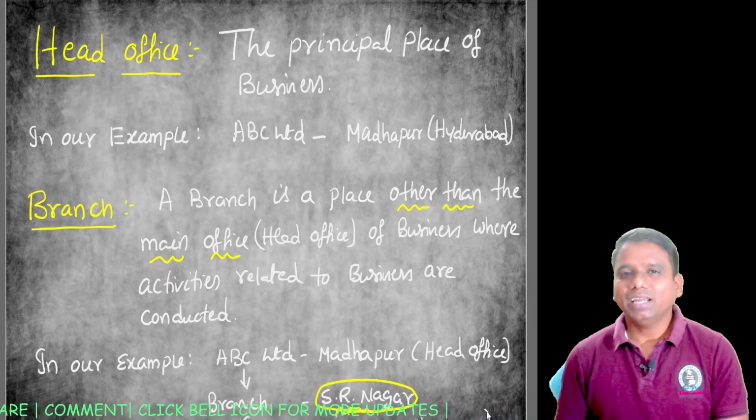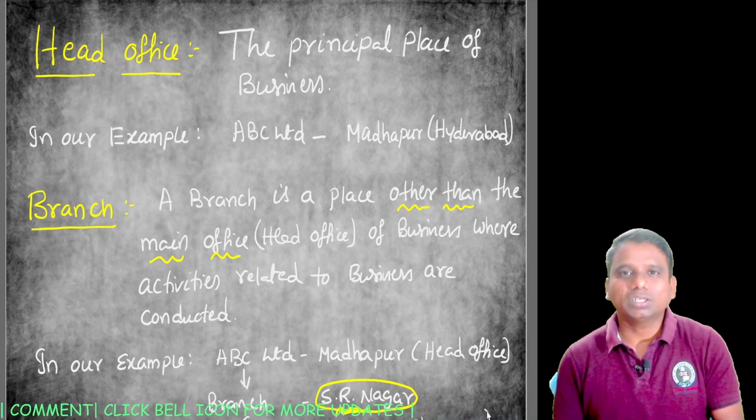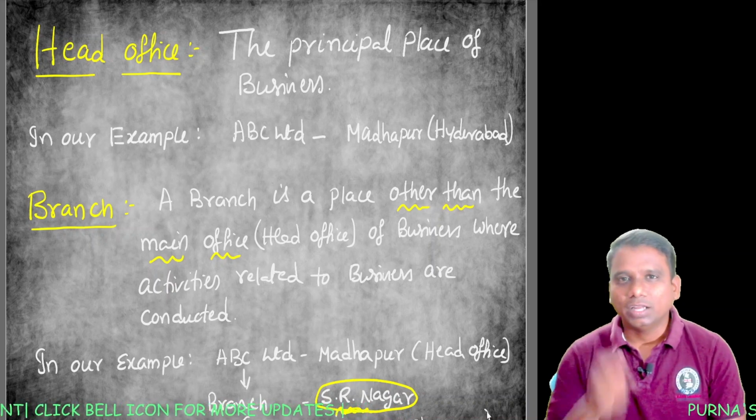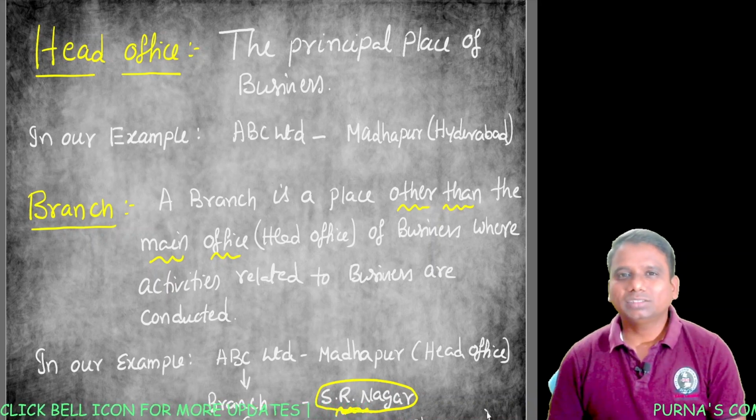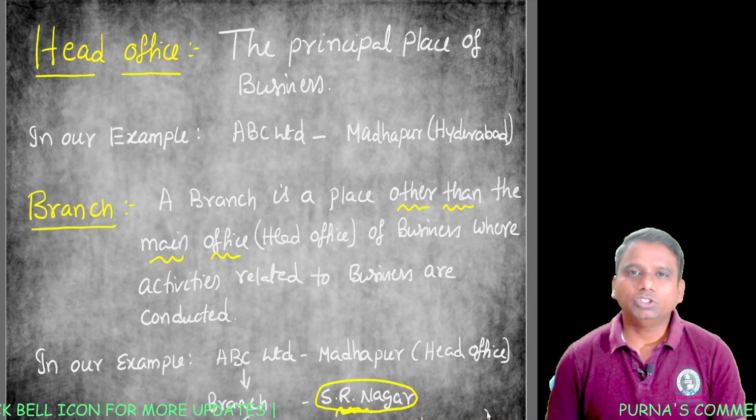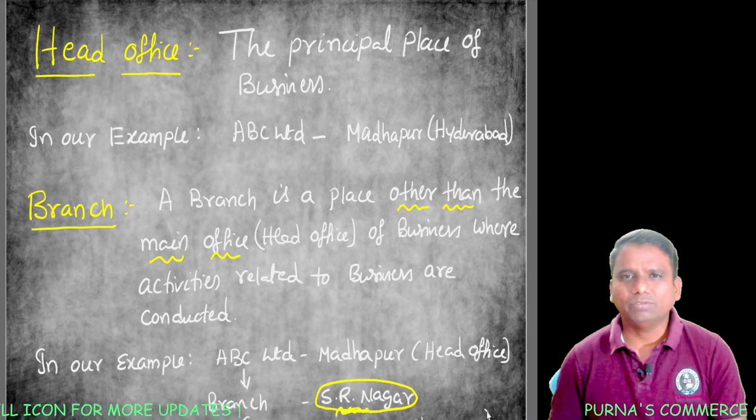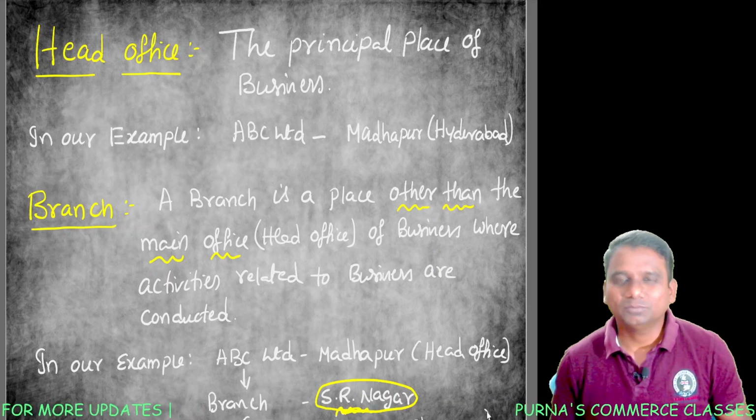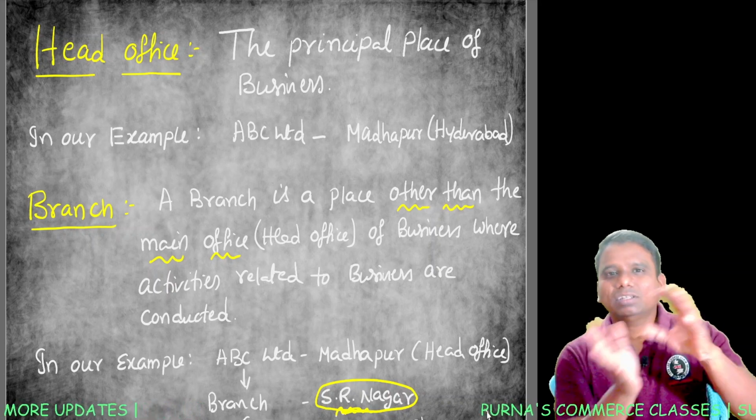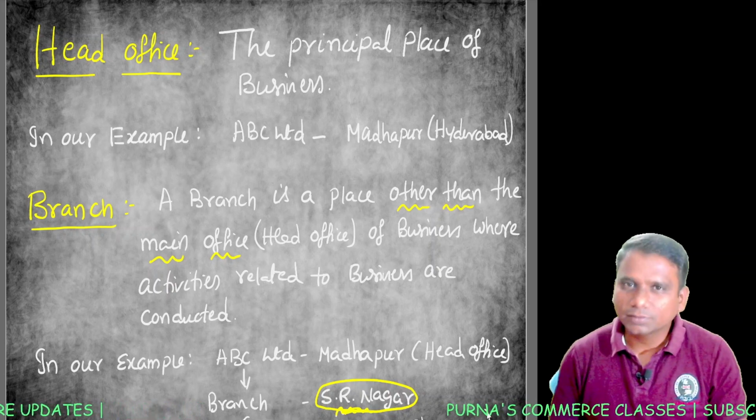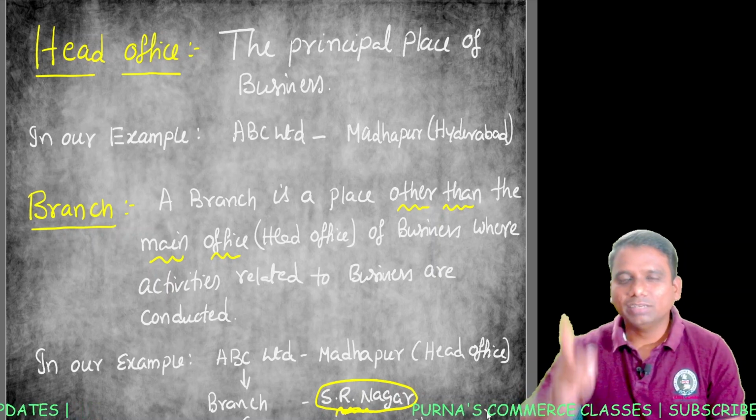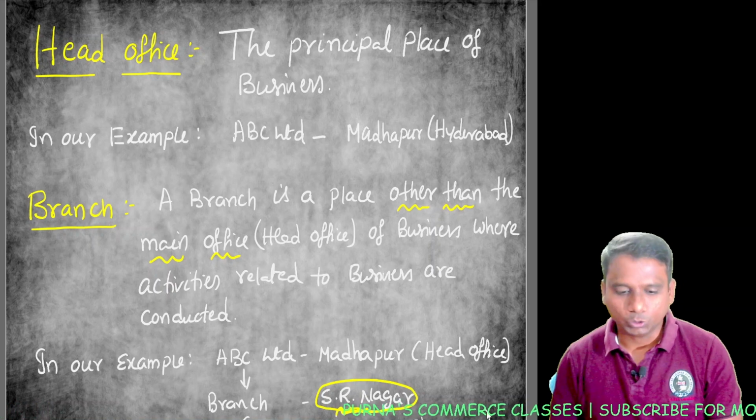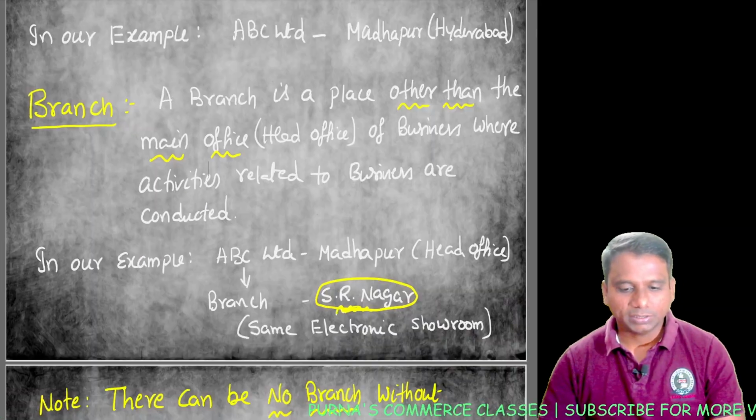If you are selling any other things, then it is not considered as a branch. Suppose the head office is selling electronic items, but you are selling fast moving consumer goods, FMCG goods. Now tell me, is it your branch? No. So whatever the activity is done by the head office, the same activities should be carried by the branch. I hope you understood.